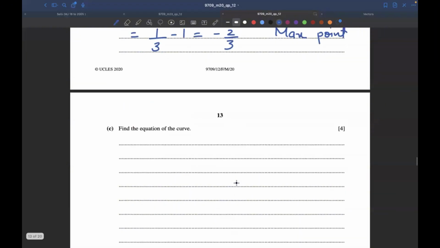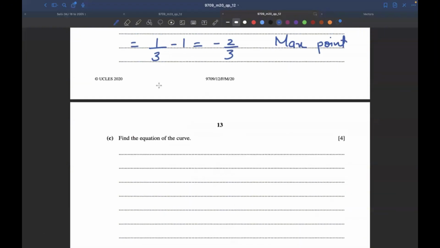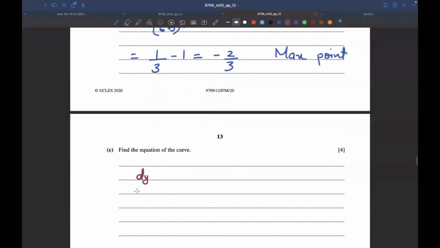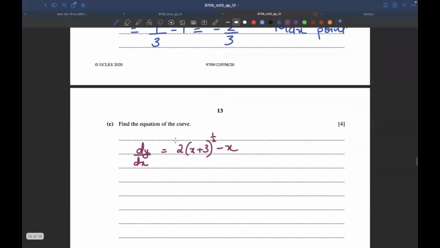In part C, we have to find the equation of the curve. So to find the equation of the curve, we'll integrate the expression for dy/dx. The dy/dx expression is given as 2(x + 3)^(1/2) - x. Integrating both sides, we'll get y is equal to, increasing the power by 1, we'll get half plus 1, that's 3 upon 2. We'll divide by 3 upon 2 and also divide by the derivative of x + 3, but that is 1. And then integrate x, which will become x squared upon 2, and we'll add a constant.